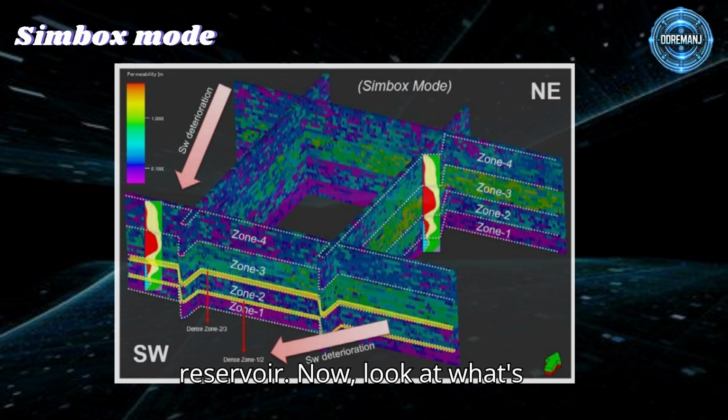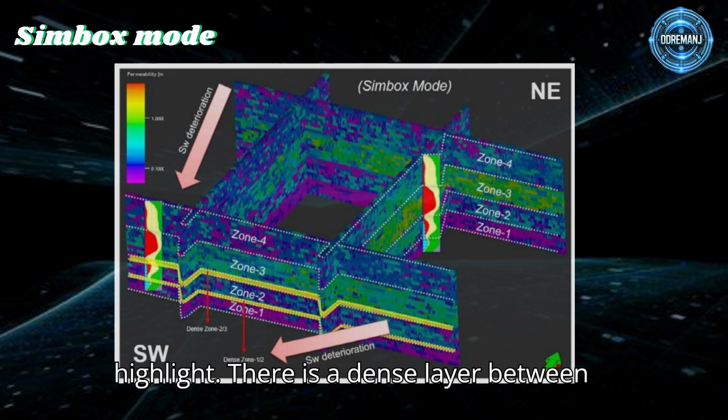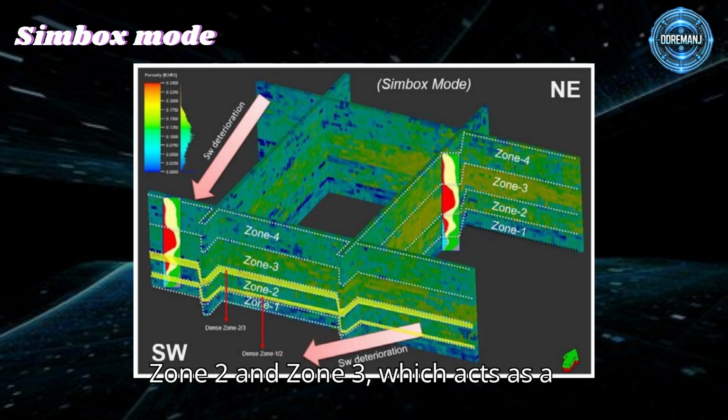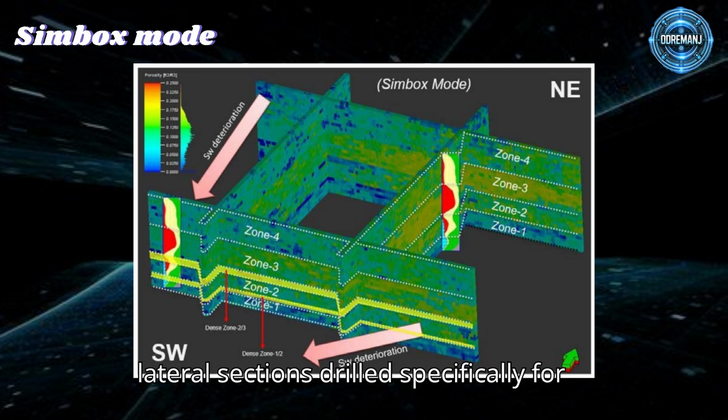Now, look at what's happening laterally. If you look toward the southwest, SW, you will notice a deterioration in rock quality. This means as you move in that direction, the porosity and permeability decrease, making it harder to recover oil from that part of the field. One more thing to highlight. There is a dense layer between Zone 2 and Zone 3, which acts as a barrier. So, if we want to recover oil from Zone 2, we'll need dedicated lateral sections drilled specifically for that zone.